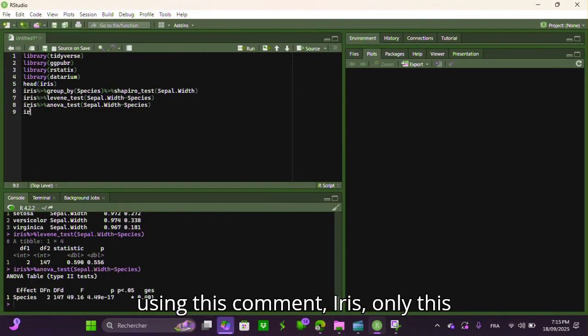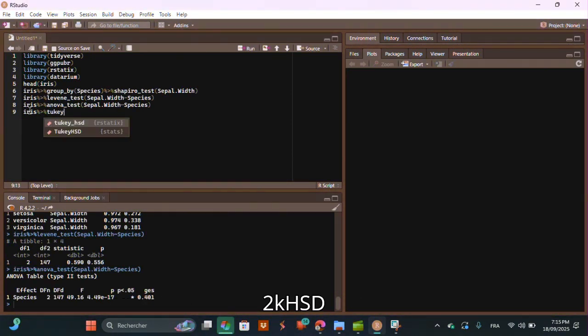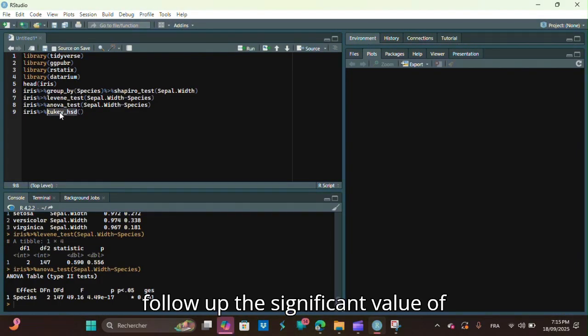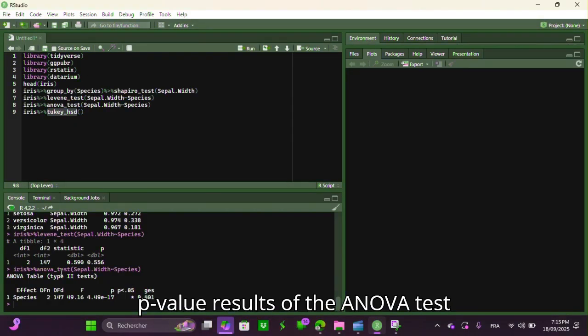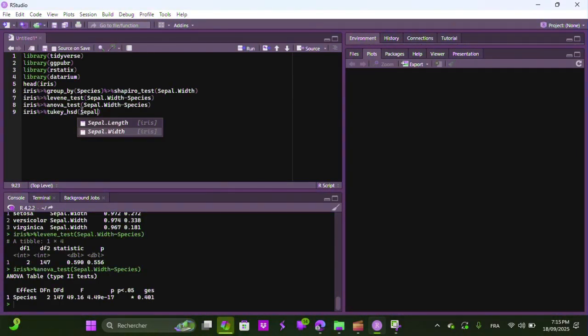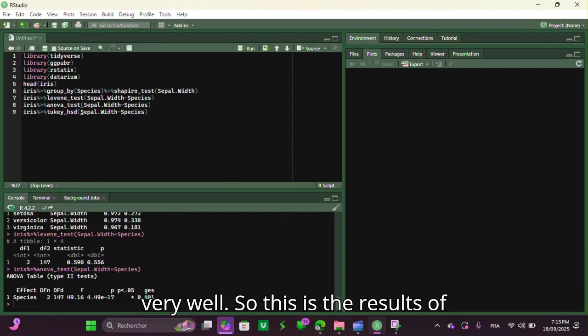using this command, iris, pipe, tukey_HSD, which refers to honestly significant difference. So we follow up the significant p-value result of the ANOVA test with the pairwise test, and write the formula with tilde species. Sorry, species here. Very well.